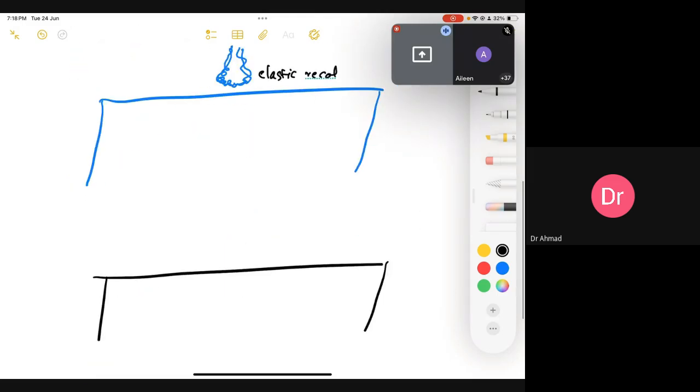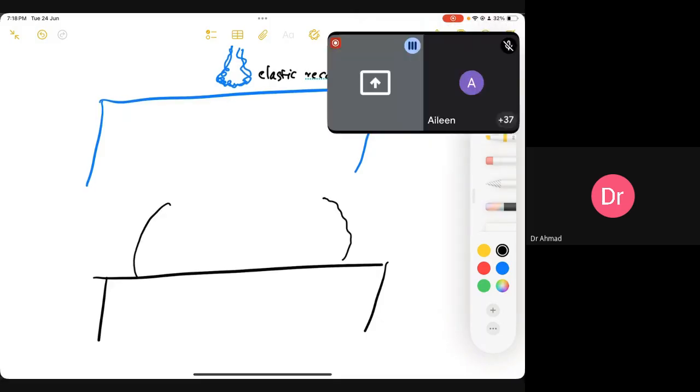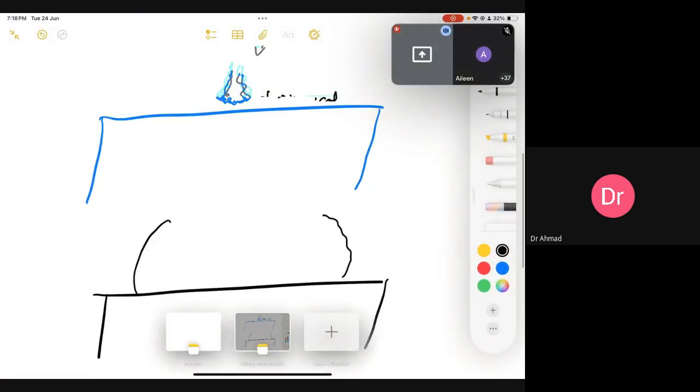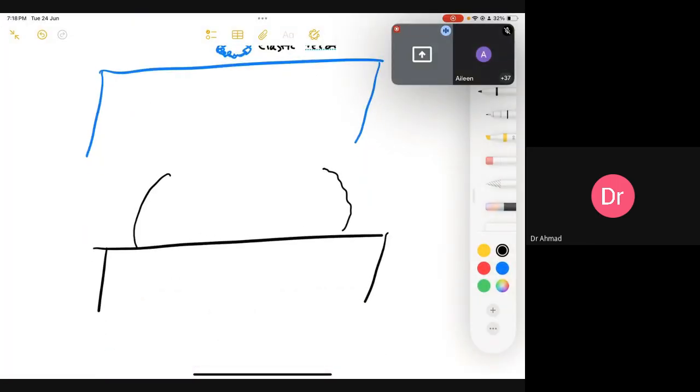Similarly, when I take out this chest wall and place it on a table without any influence of the lungs, what would happen as a result? Your chest wall would try to expand. You know the chest wall is made up of ribs with some muscles present in between them. So your chest wall is basically going to expand, right?